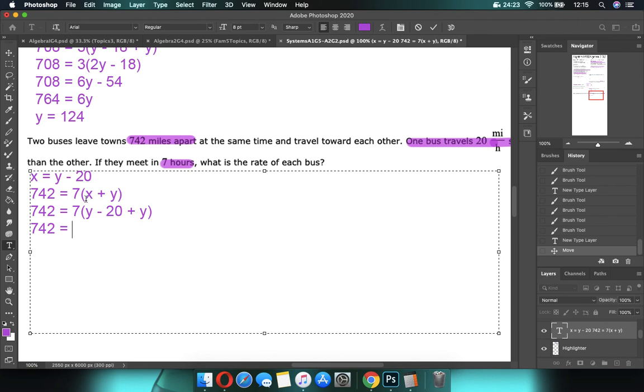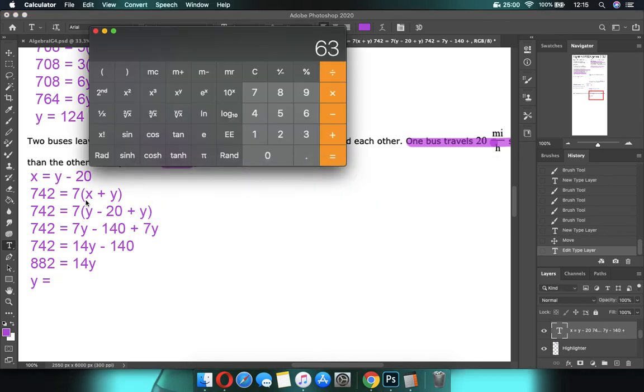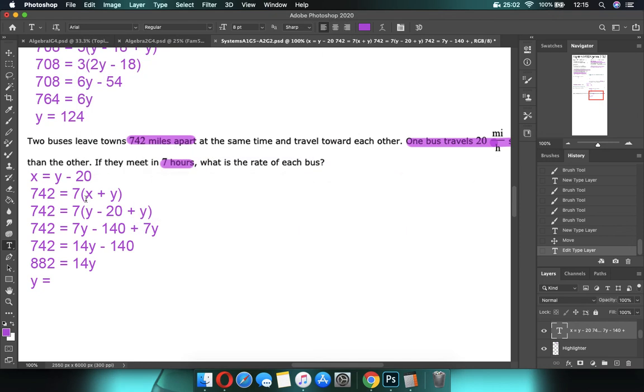So 742 equals 7 times y is 7y minus 140 plus 7y. What are we left with? 742 equals 14y minus 140. Add 140 to both sides, so that's going to be 882 equals 14y. Ms. Dubois, pay attention to your signs. All right, so what does y equal? This is a little outside my ability to do in my head. I'm going to assume 7. Let's find out if we're right. 882 divided by 14. 63. I was so off. That's hilarious.